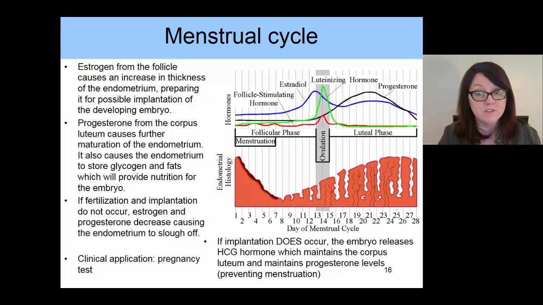If implantation does occur, the embryo releases its own hormone called human chorionic gonadotropin hormone, or HCG. HCG communicates with the corpus luteum, maintaining the corpus luteum and maintaining progesterone levels. Now remember, if progesterone levels fall, menstruation will occur. If menstruation occurs with an embryo in the uterus, then the embryo will be sloughed off along with the menstrual fluid. So we need to maintain those progesterone levels in order to maintain the pregnancy. A pregnancy test is actually measuring the levels of HCG in the urine.